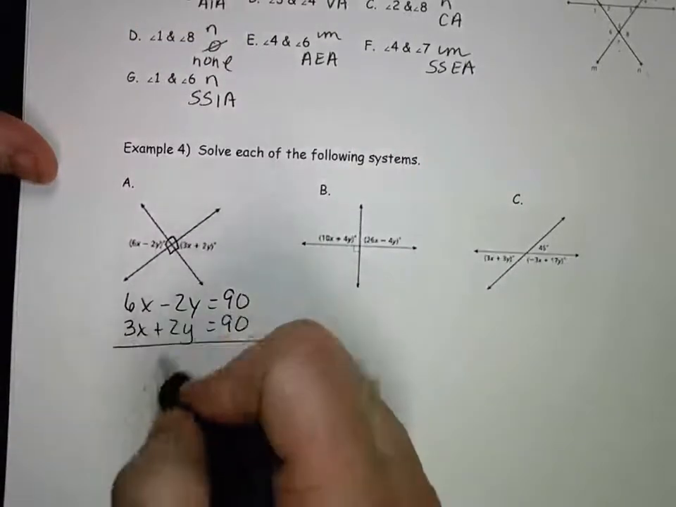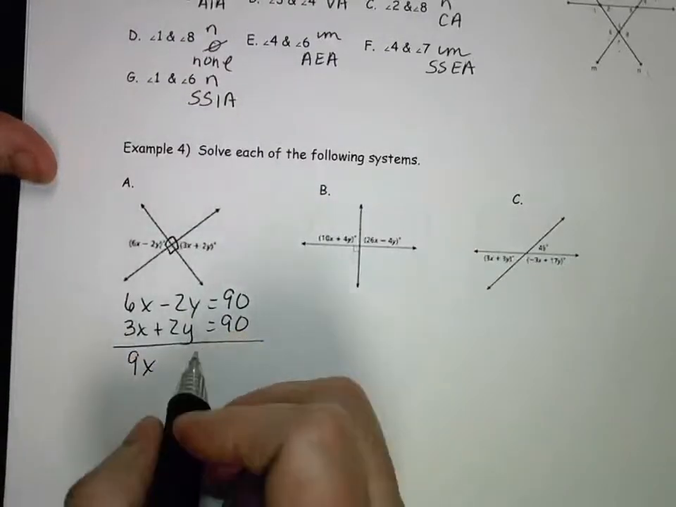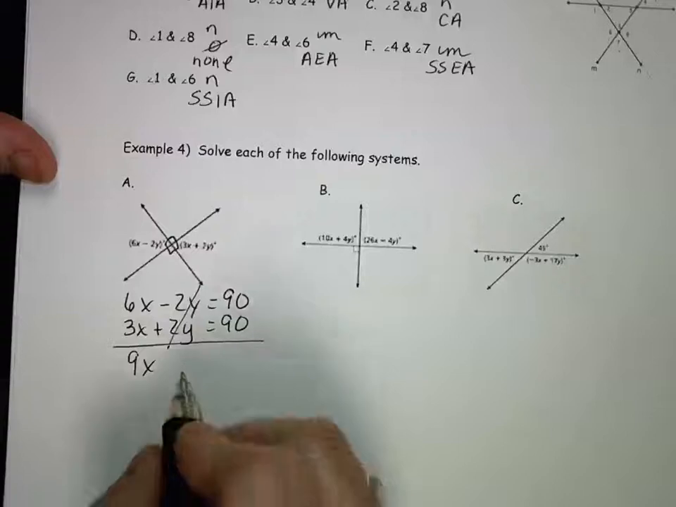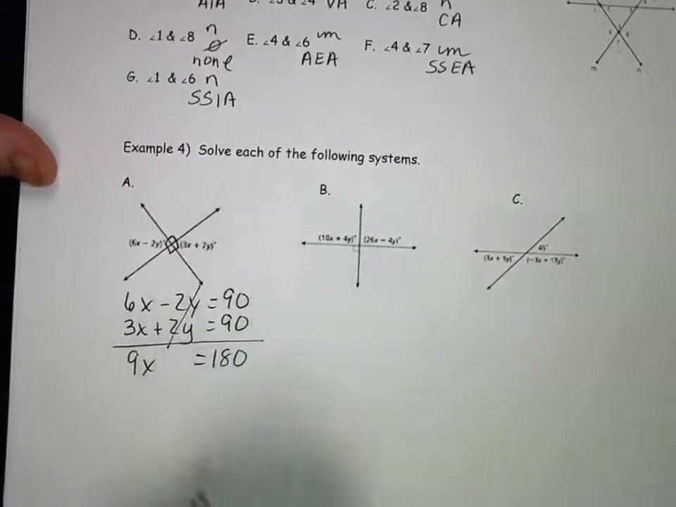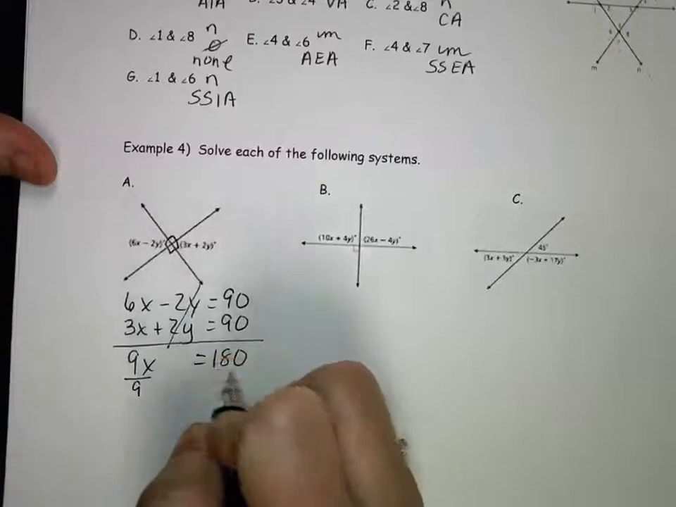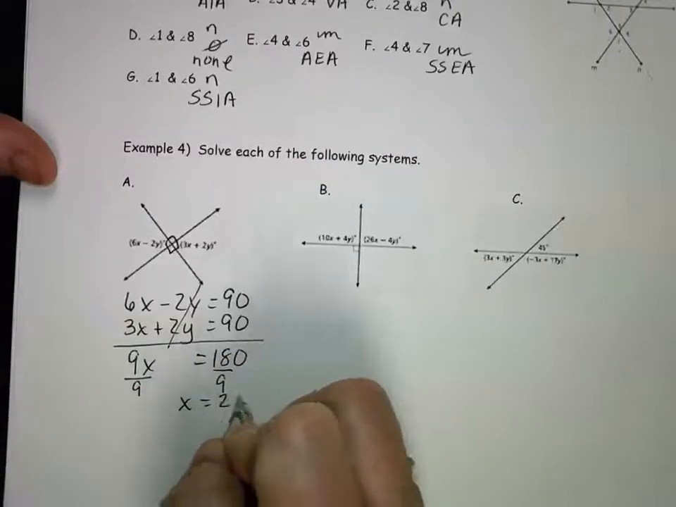Solving this system, we're going to add everything going down. You have 9x, that cancels out, equals 180. And when you divide both sides by 9, x equals 20.